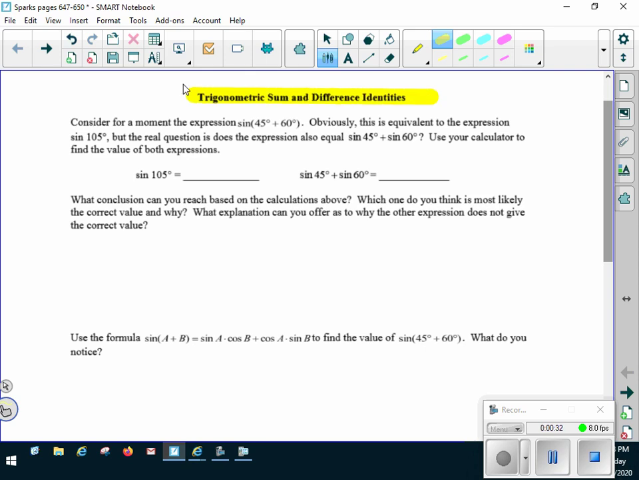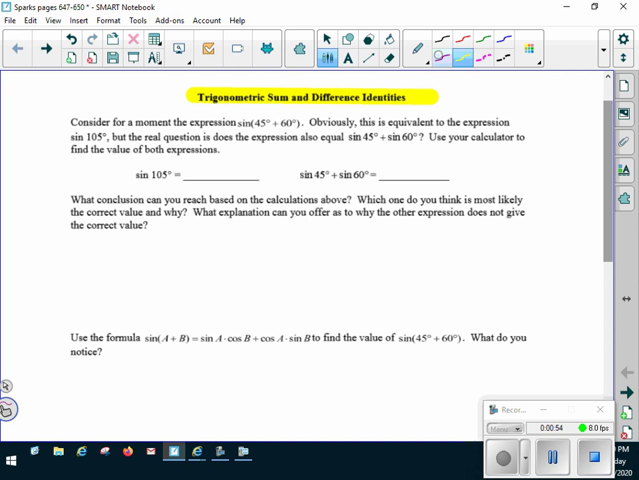One set of the formulas that you're going to be learning is what are called trig sum and difference identities. These are not hard at all. Besides learning the formulas and how to work with them, there is one big thing I want you to take away from this lesson, and I'll explain that in just a minute.